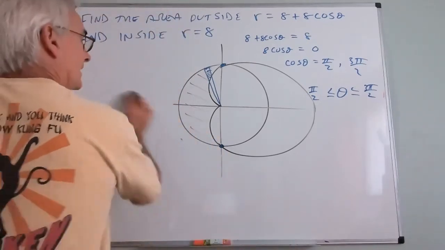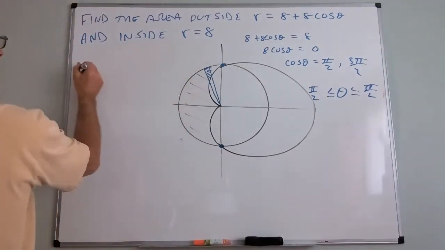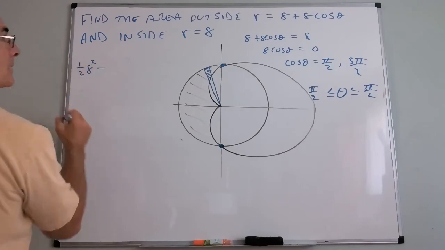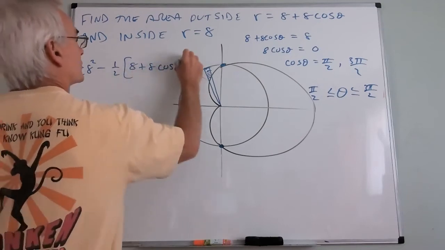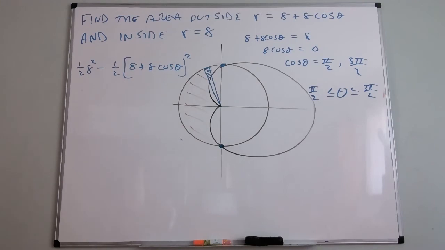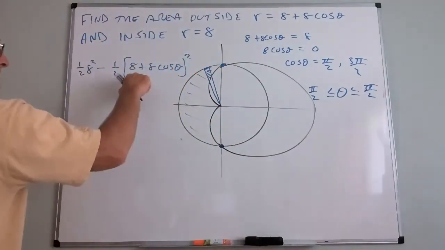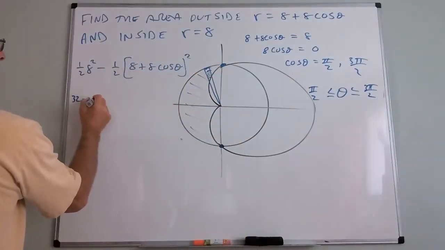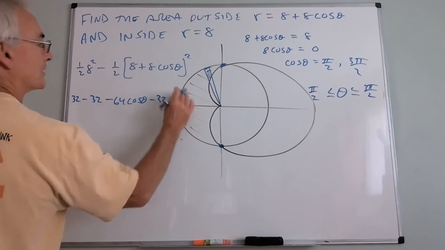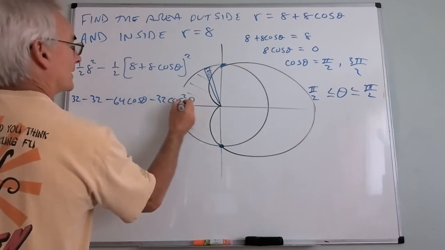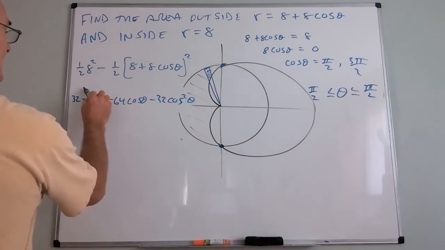So when I'm finding my arbitrary area, my ith area, I'm going to take the outer, which is the circle, and I'm going to subtract out the inner, which is the cardioid. This is going to be what I'm going to choose for my integrand. Again, bigger minus smaller. So if we do this calculation, this will be 32 minus 64 cosine minus 32 cos squared theta. Okay, so far so good? Well, I like that.